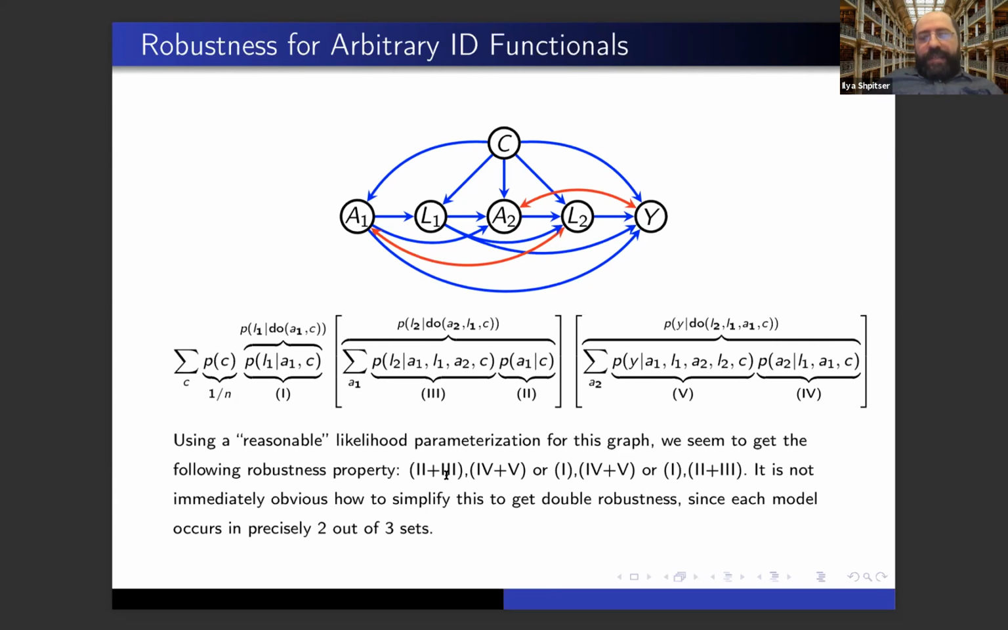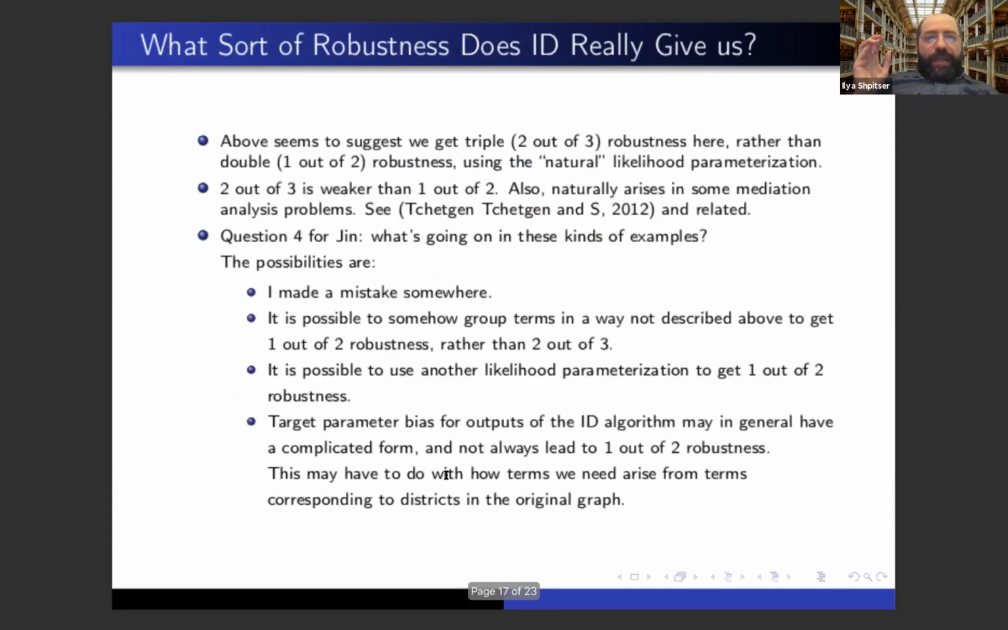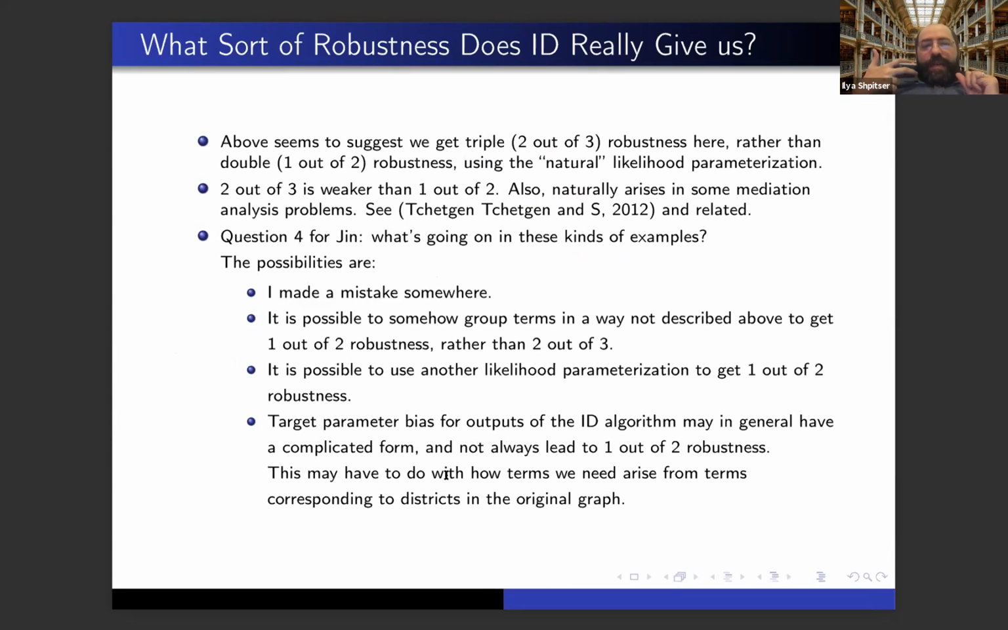Now, it may be that I missed something, of course, or maybe there is some weird trick, but I didn't see it. So the question is, what sort of robustness do we actually get from ID? If this is right, and maybe it's not, it seems like here we get 2 out of 3 robustness rather than 1 out of 2 robustness. 2 out of 3, of course, is not as good. And this does arise in other problems, like in mediation problems that Eric wrote about. And so question 4 for Jin is, what's going on here with these examples?